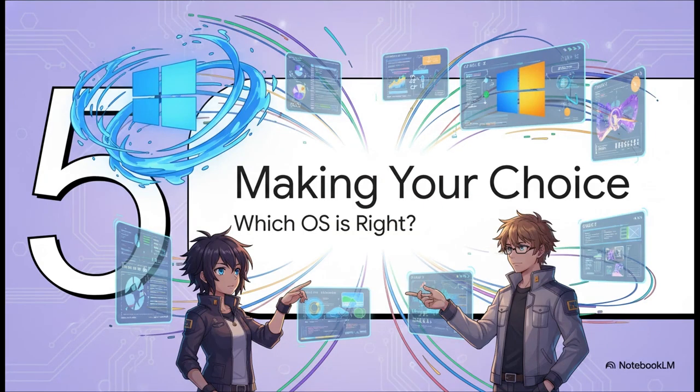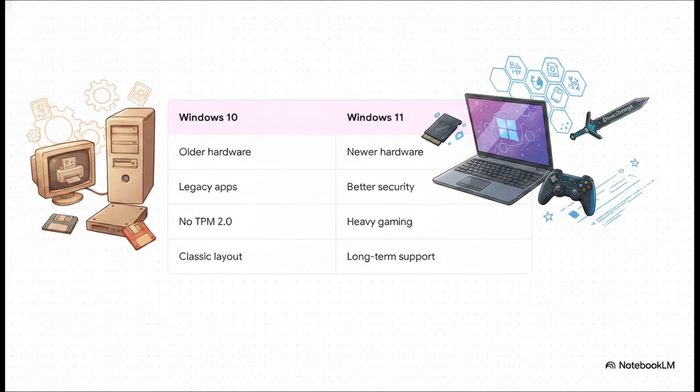And finally, Section 5, Making Your Choice. So let's bring it all together. The decision really just boils down to this. You should definitely stick with Windows 10 if you rely on legacy hardware, older specific applications, that ancient office printer that barely works, or if you simply don't have a TPM 2.0 chip in your machine. It's a stable, totally familiar home. But you should make the leap to Windows 11 if you've got a modern SSD-based PC, you want that elite hardware-level security, you plan to take advantage of advanced gaming tools like direct storage, and you just want to guarantee long-term support for your machine.